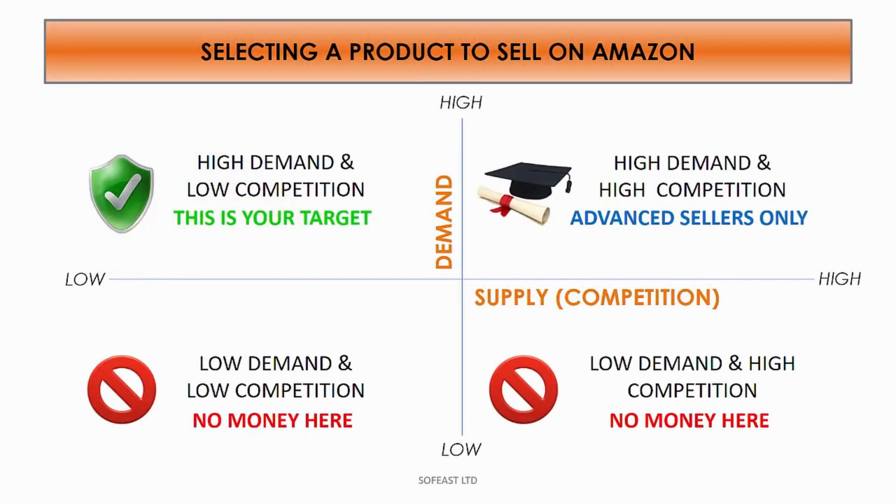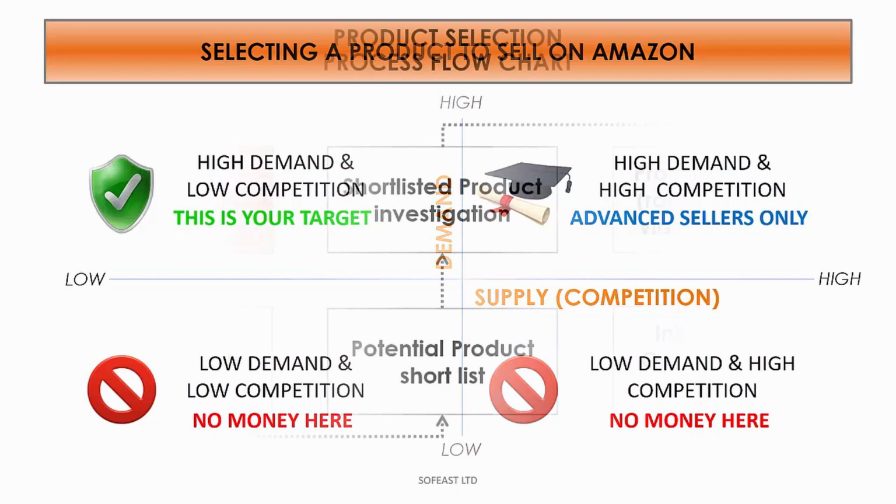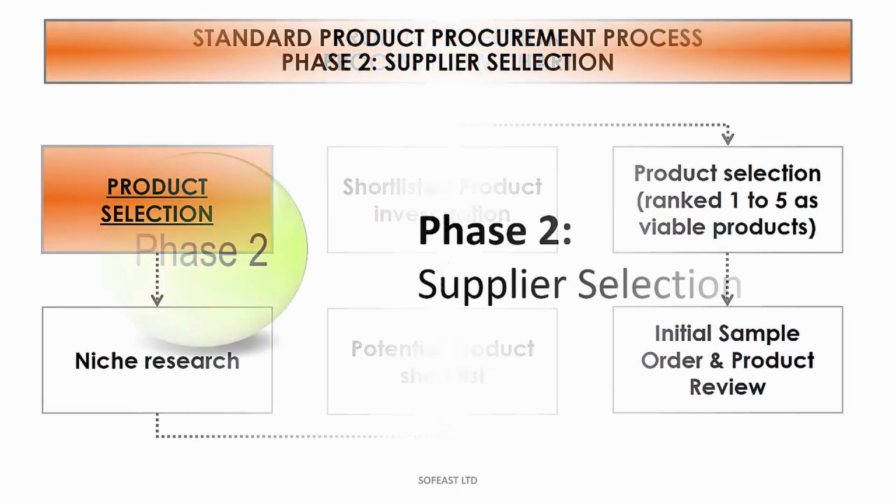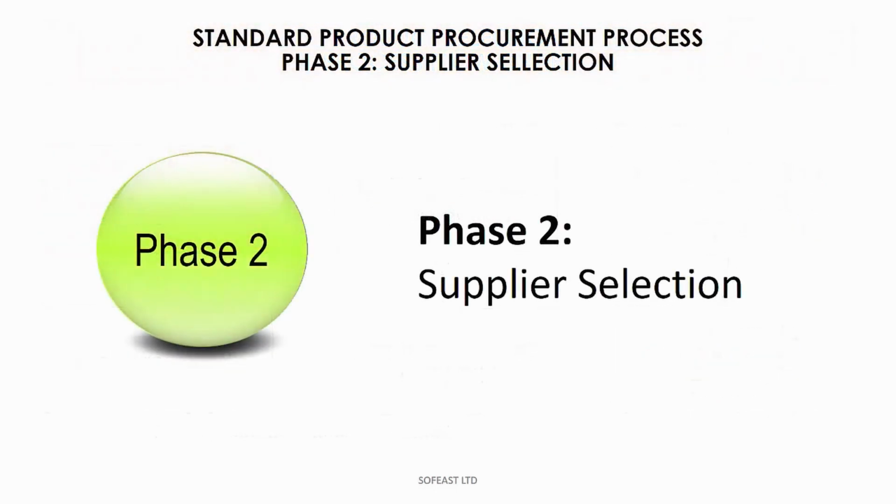When selecting a product to sell on Amazon, the ideal quadrant to target is the one with high demand and low competition. In this diagram, that is shown in the top left-hand corner. Now, I'm not going to cover the details of product selection here, as it is a large topic, and I really want to focus more on the process of getting products manufactured in China. However, this is the product selection process flowchart. So let's skip straight into phase 2, the supplier selection.